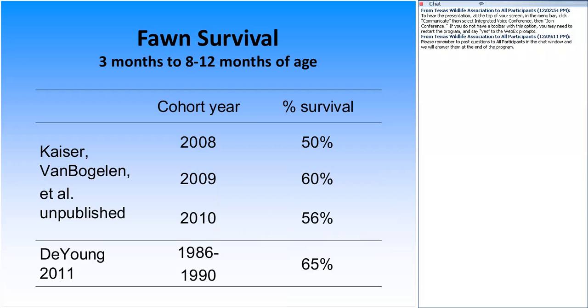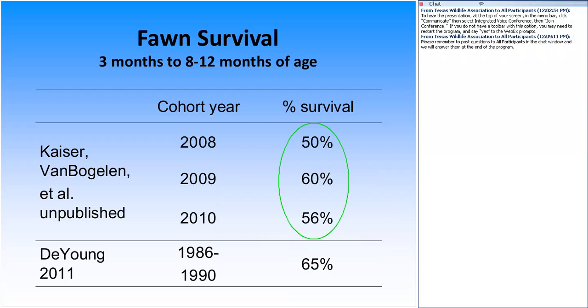And we've got our results right here. Chris Van Vogelen and Robert Kaiser were the 2 students that worked on this in 2008, 2009, and 2010. And as you can see, the percent survival of these buck fawns over winter was 50 to 60%. In other words, for every 100 buck fawns, 40 to 50 of those would die over the winter. This was a surprise.